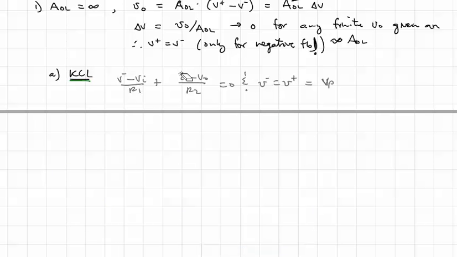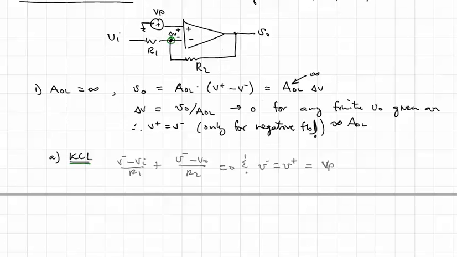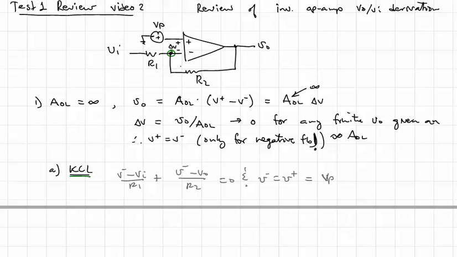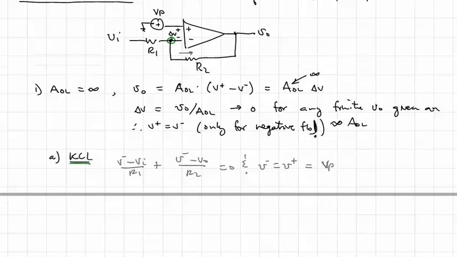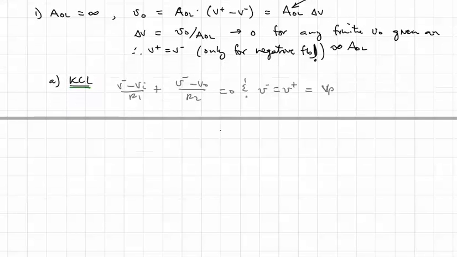Oh, sorry, I just found my mistake. This is not VI, as you all knew. This is going to be V minus, right? The current flowing out through R2 is V minus VO. So now let's proceed. VP minus VI over R1 plus VP minus VO over R2 is equal to 0.